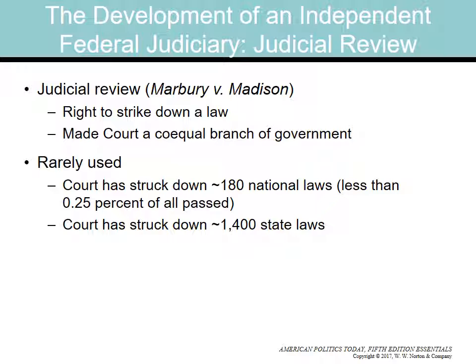Judicial review, which comes through the case of Marbury versus Madison, gives the courts the power to strike down a law, and it made the court a co-equal branch of government. But it's been rarely used. The court has struck down about 180 national laws, which is less than 0.25% of all national laws that have been passed, and about 1,400 state laws.